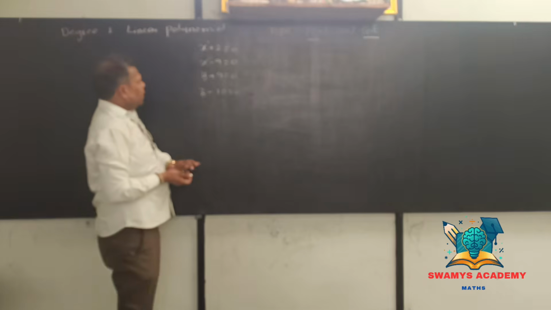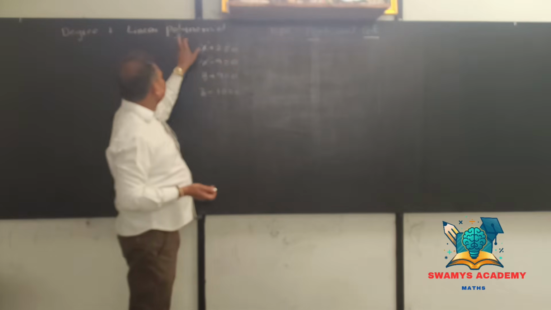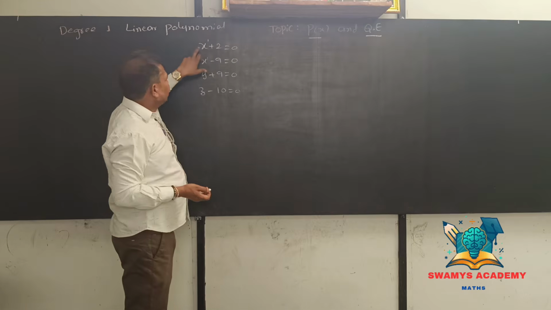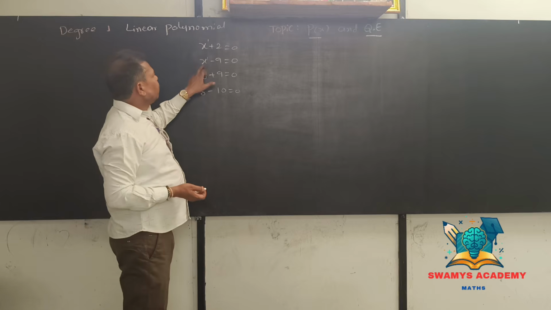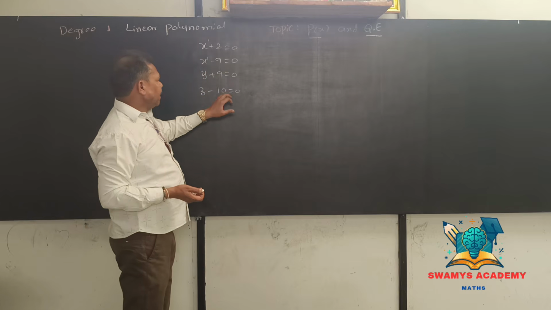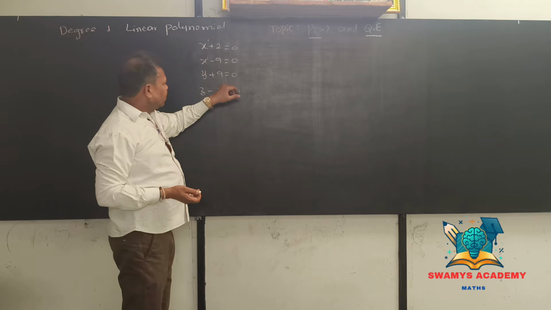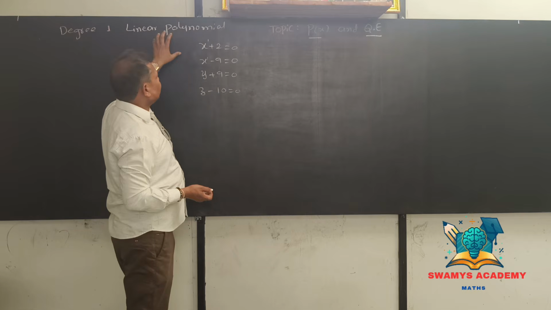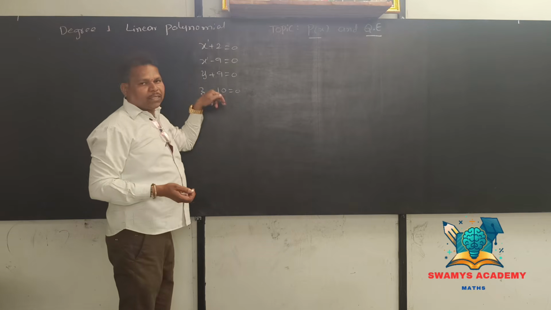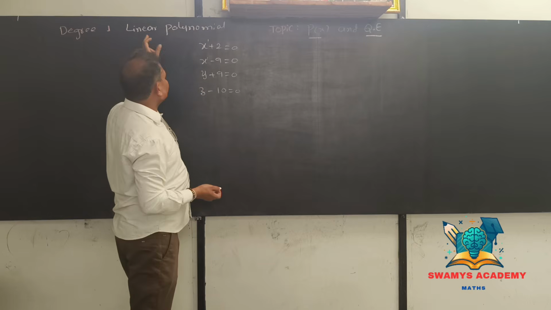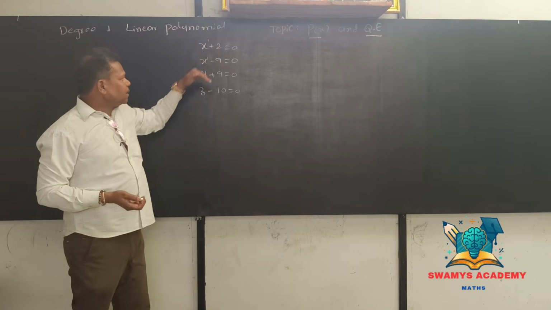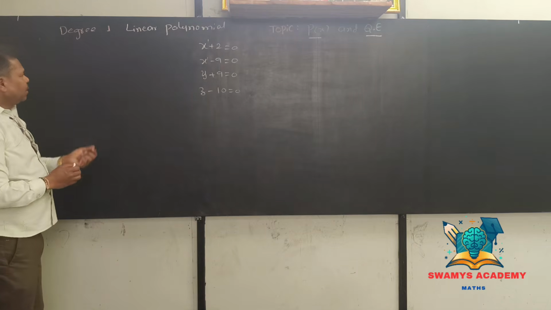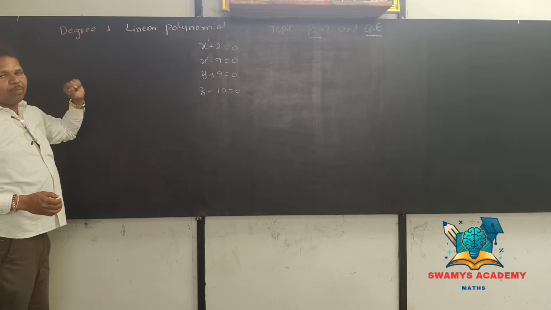Normally, if the equation symbol is not there, we call it a linear polynomial. For example: x plus 2, y minus 10, y plus 9, x minus 9, z minus 10. That is a linear polynomial. In case the equation symbol is there, that will be called a linear polynomial equation. This is the example for linear polynomial.